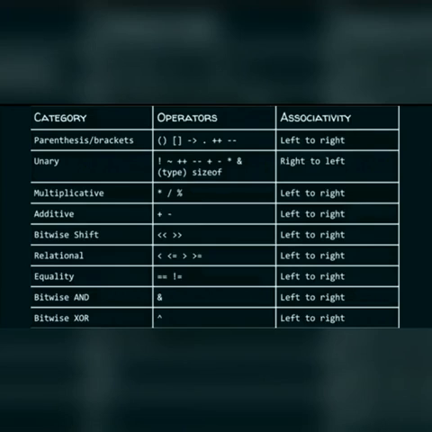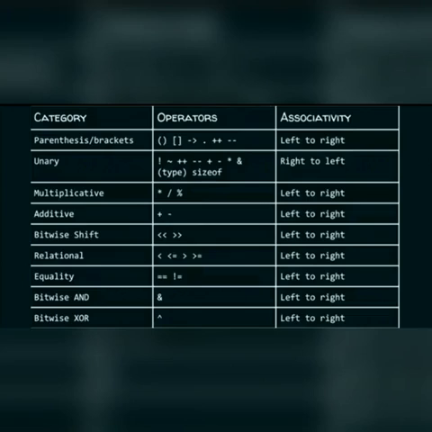Next, the precedence of the postfix increment or decrement operator is greater than the prefix increment or decrement operator. Apart from that, the associativity of the postfix is also different from the prefix. Associativity of postfix operators is from left to right, and that of prefix is from right to left.